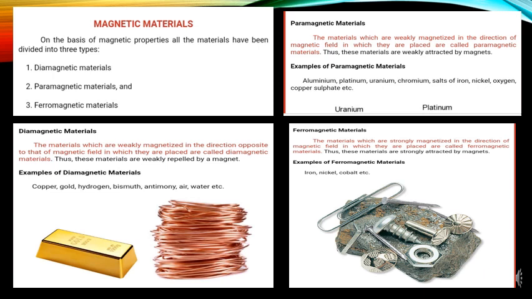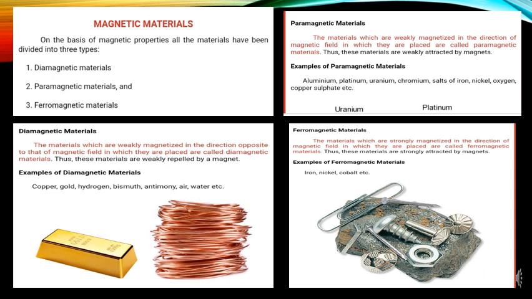Coming to paramagnetic materials, the materials which are weakly magnetized, that means they weakly attract to a magnet, are called paramagnetic materials. Example, aluminium, platinum, uranium, chromium, salts of iron, nickel, oxygen, copper sulfate, etc.